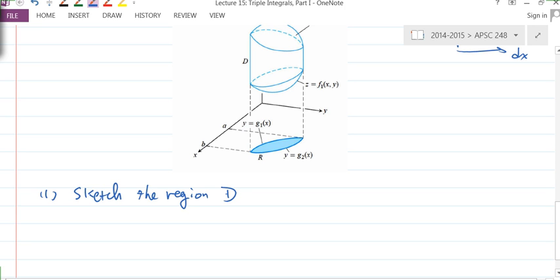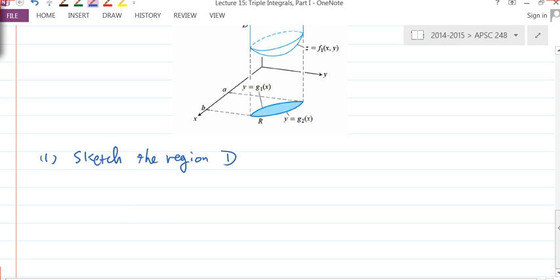We'll come across some typical regions D, maybe bounded by planes, or maybe part of a spherical surface, maybe part of a cylindrical surface. We'll look at different ones there. By the end of the next lecture, you will be able to sketch most of the very typical geometries. And second of all, once you sketch region D, you need to determine the order of integration.